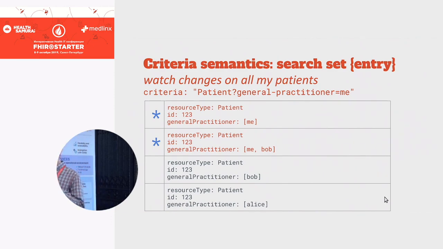And so in FHIR 4 subscriptions, this is sort of how things worked, and it was consistent, but it wasn't always what you would want as a developer.